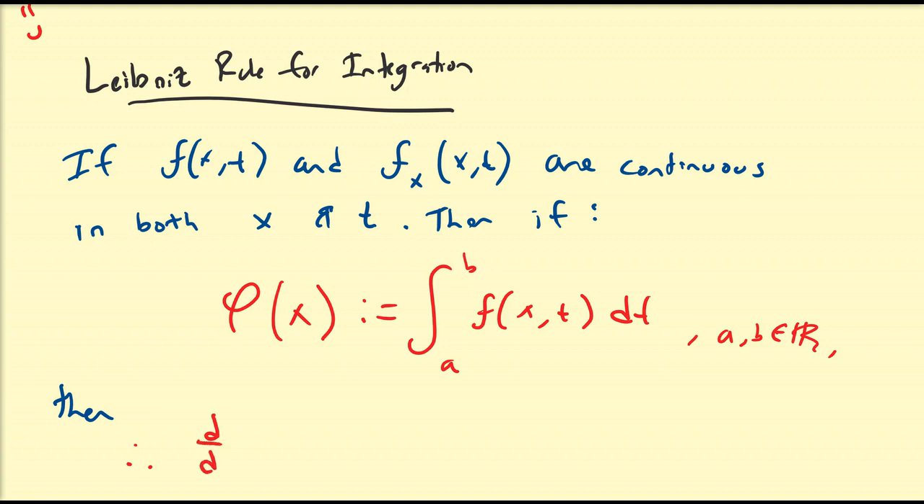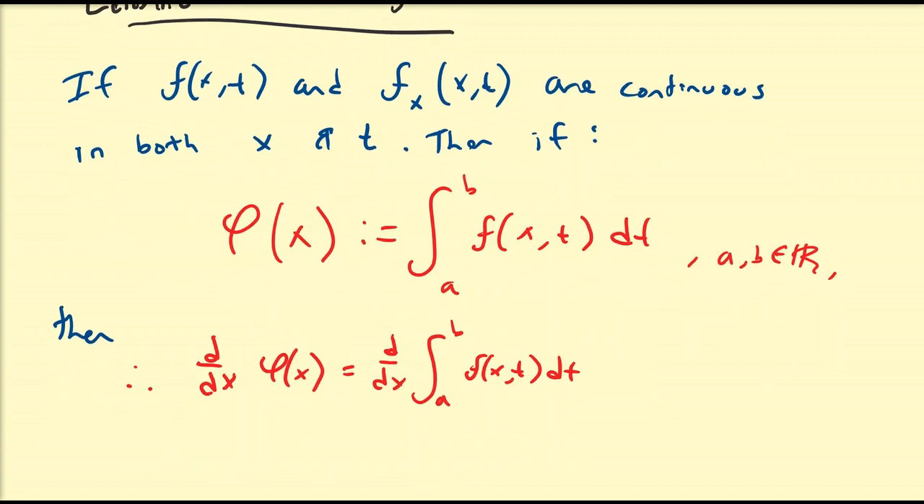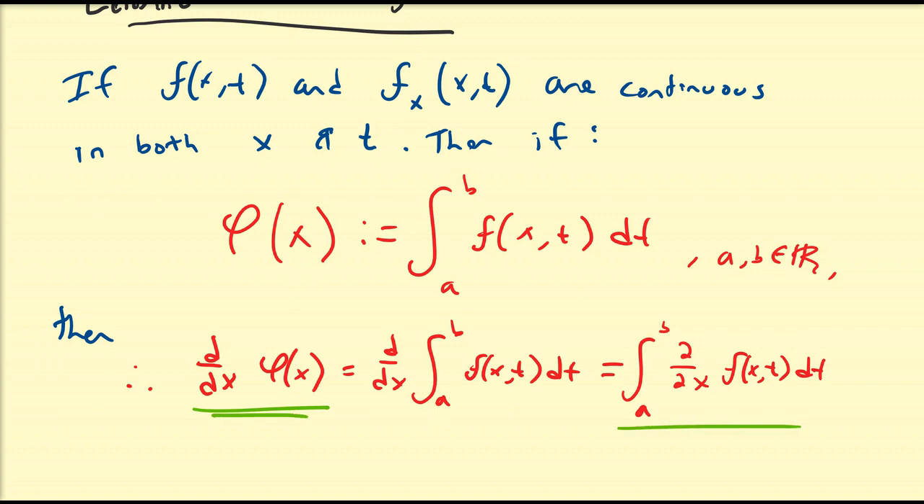the derivative of phi with respect to x, of course that's going to be equal to the derivative of the integral from a to b of f of x, t dt, then Leibniz rule says we can pass this derivative under this integral sign and say that this is the integral from a to b of the partial derivative with respect to x of f of x, t dt. So this is what people refer to as Leibniz rule.